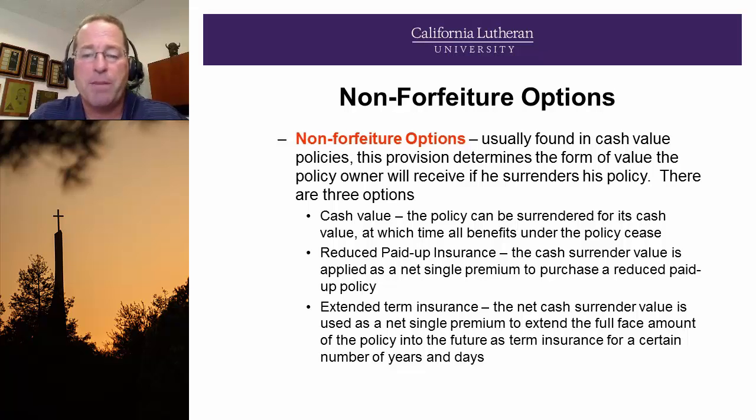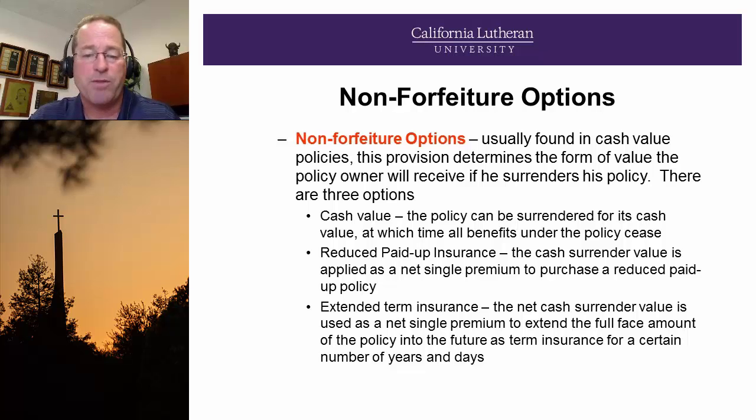Next is reduced paid-up insurance, where the cash surrender value is applied as a net single premium to purchase a reduced paid-up policy. So for example, a $100,000 whole life policy that's surrendered 12 or 13 years in the future, the cash value at that time would be used to purchase a smaller whole life policy that is paid up. No other premiums would be due. And the last would be extended term insurance.